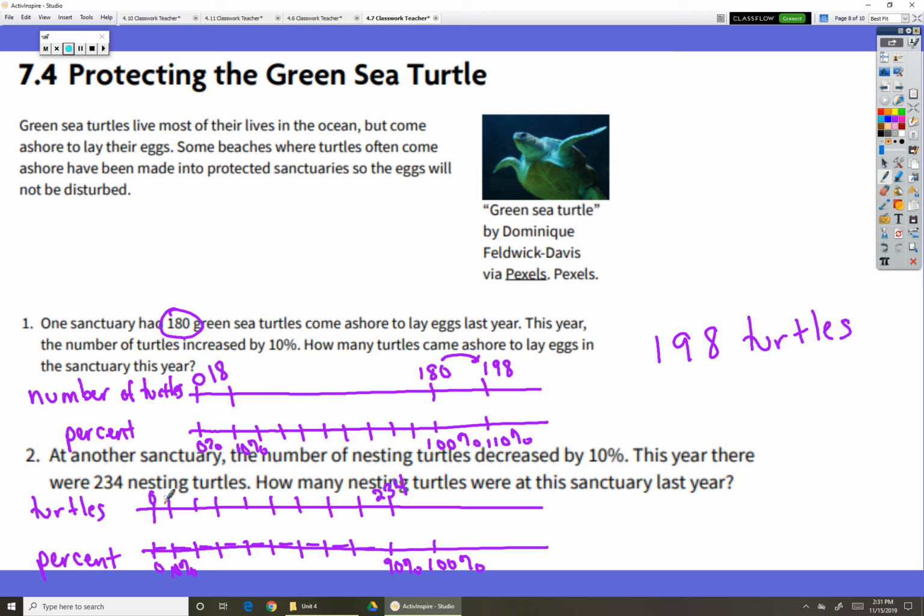So we have to take 234 divided by 9 to find out how much each section is. And each 10% is going to be 26 turtles. So if we go up 10%, we need to go up by 26 turtles, which is 260 turtles. So there were 260 turtles at the sanctuary last year.